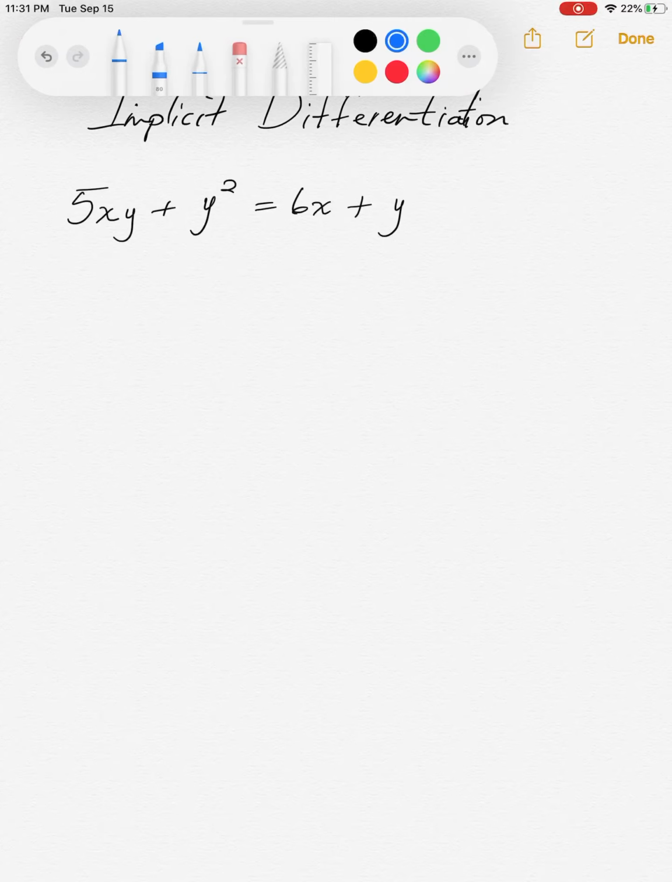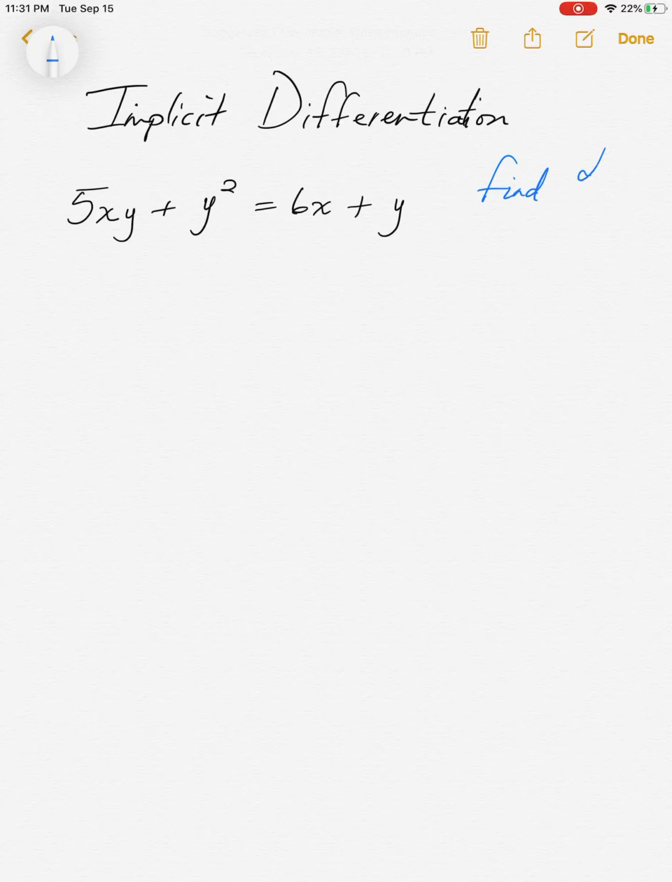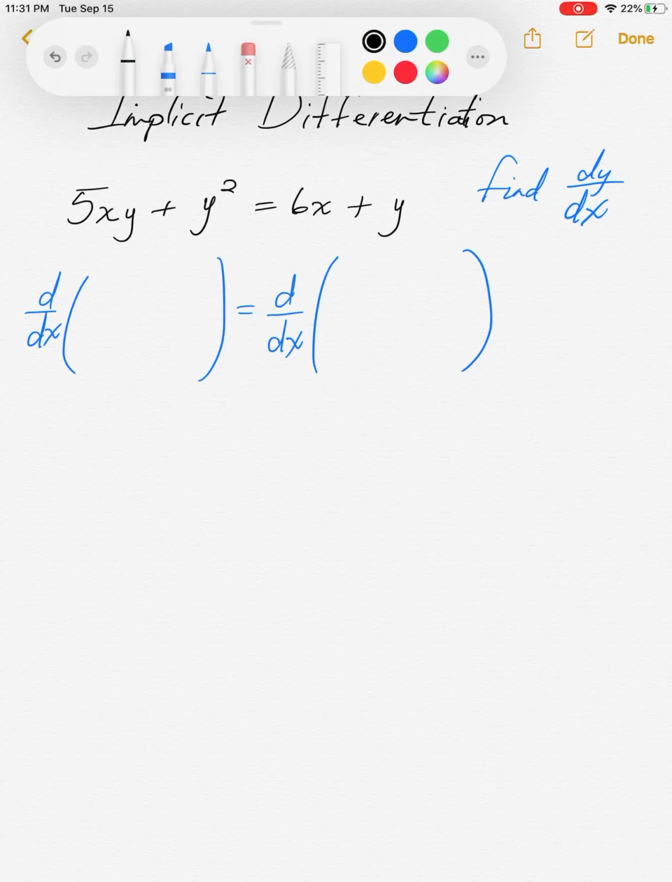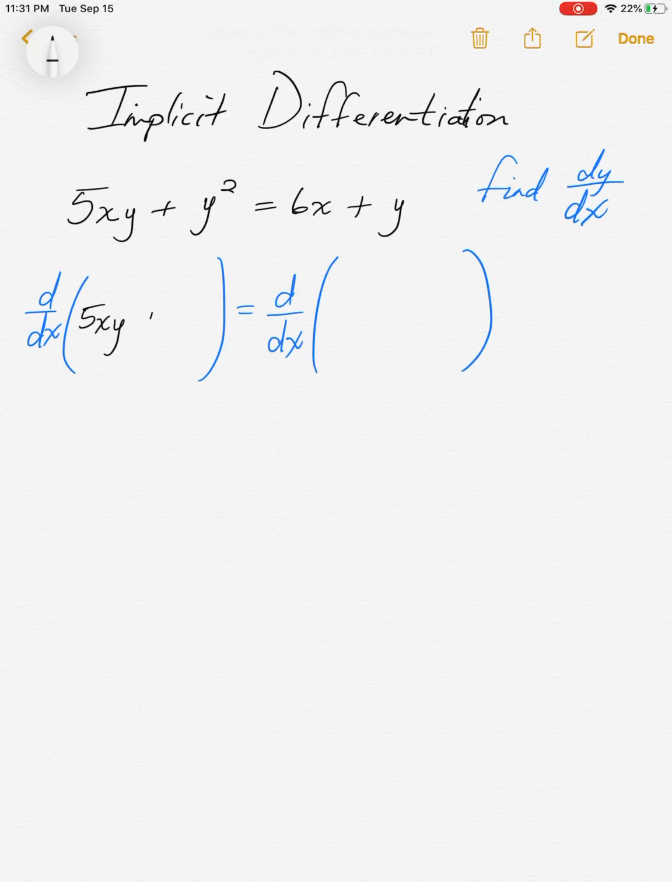I'm going to write this out like you'll see it in a textbook, because we said the first rule of this is to differentiate each side. The problem said find dy dx, so we're differentiating with respect to x. Taking the derivative of each side equals d dx. This is saying take the derivative with respect to x on each side. I'm going to drop that information right back in there.